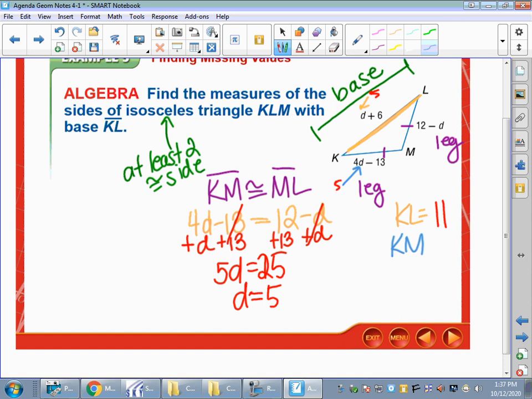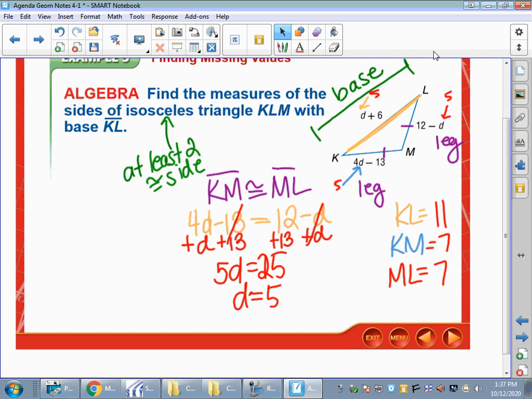When I put a 5 into KM, sorry about that, I get 20 minus 13, so that's got to be equal to 7. And when I put a 5, not 3, a 5 into ML, hopefully we get the same amount, right? 12 minus 5 is 7, because we said that KM and ML had to be equal to each other. So we've got those.